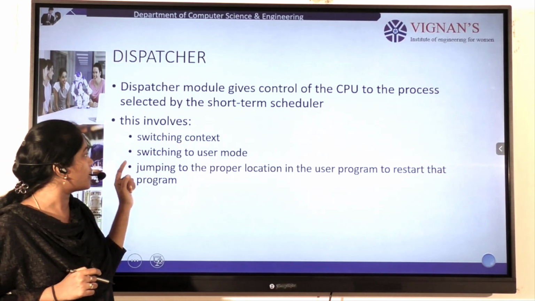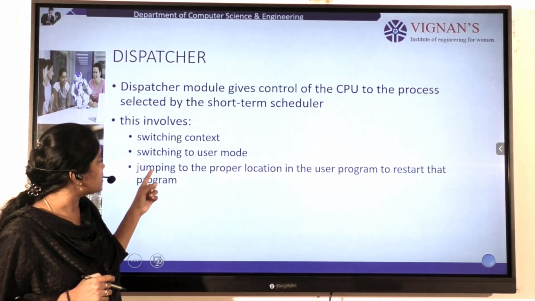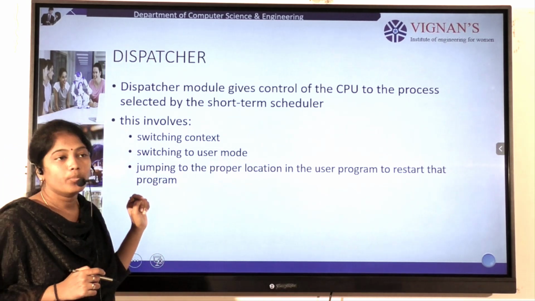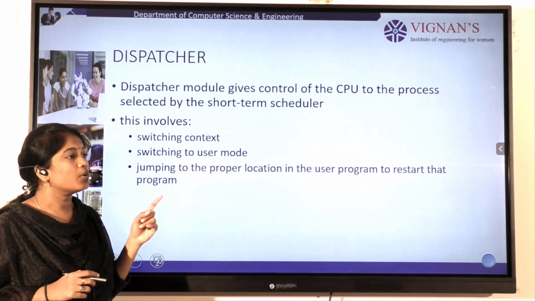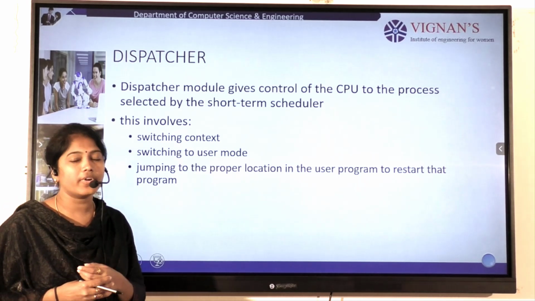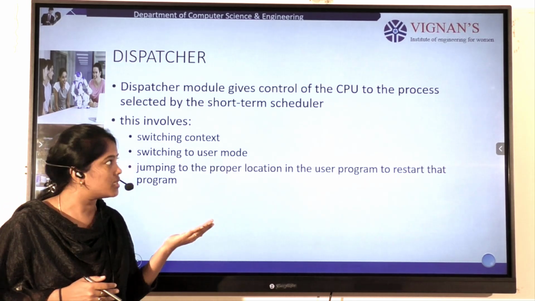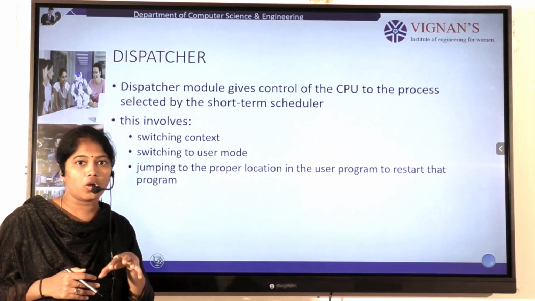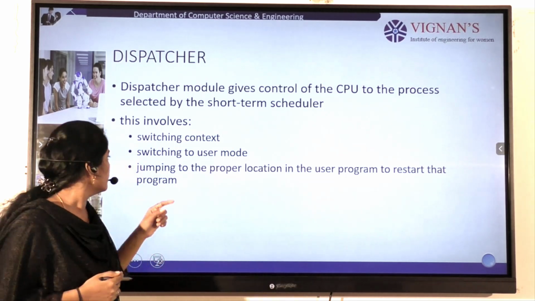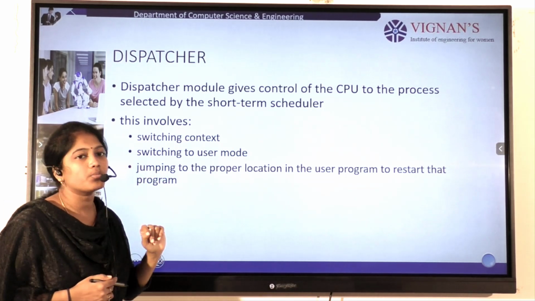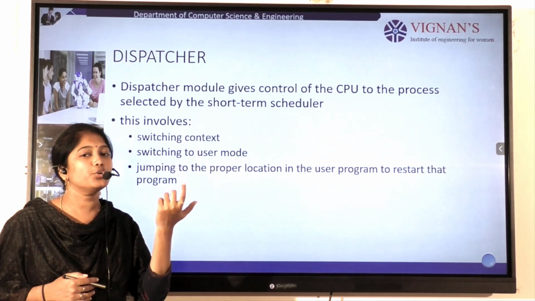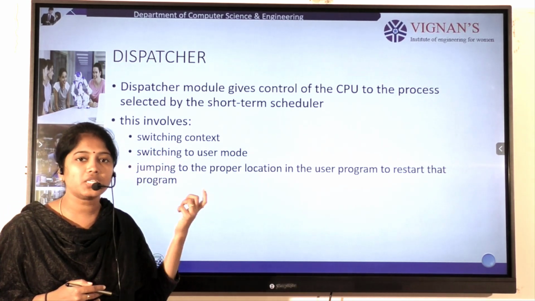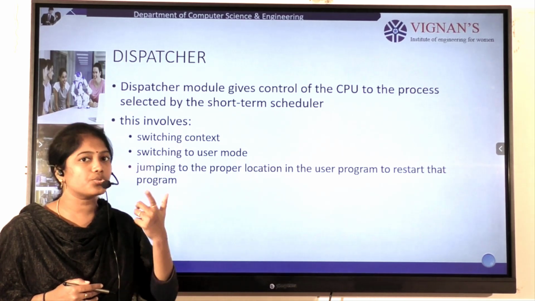First one is switching context, second is switching to user mode, and third is jumping to the proper location in the user program to restart the program. First, switching context, that is process switching. When a process is switching from one state to another state, the dispatcher is involved and will allot another process to the CPU. Next one, switching to user mode. When a process enters user mode, the CPU will be free. At that time also, the dispatcher will allot some other process to the CPU.